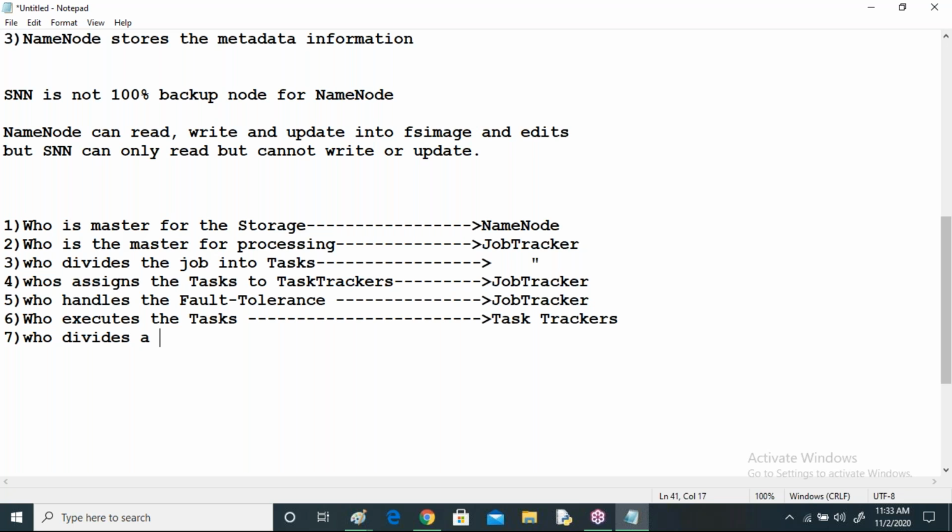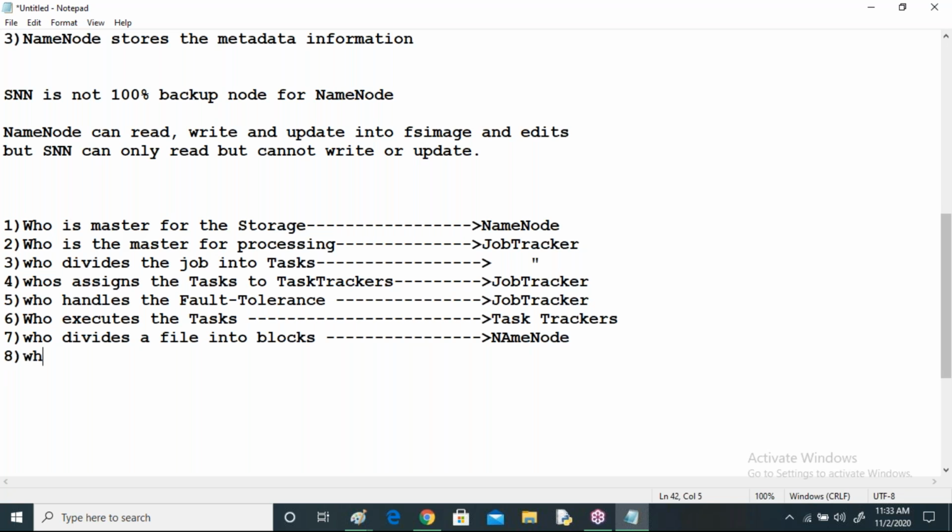Who divides a file into blocks? File means into blocks means storage related. Name node.